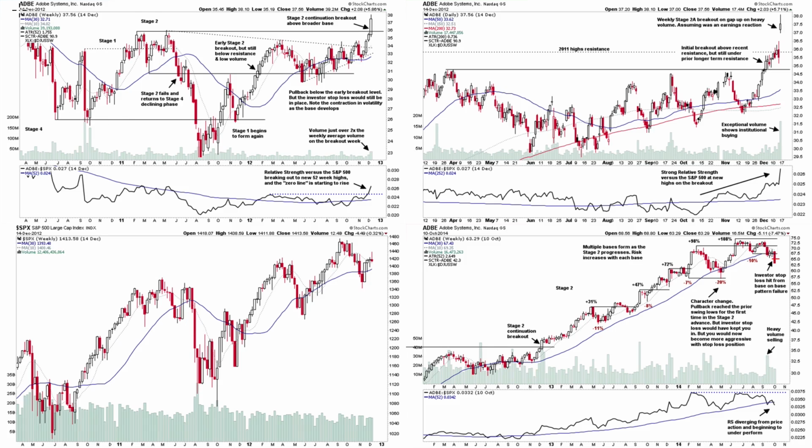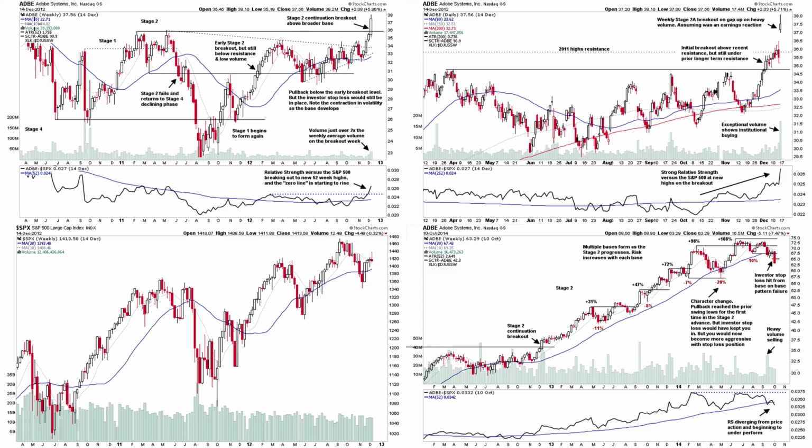So Adobe before that was underperforming the S&P 500. As you can see, its relative strength was trending below the market. But as we started to move into 2011, and as the market was just starting to top out and move into a stage 3 top, Adobe did start to show signs of basing and moving into an early stage 2. However, the volume was very weak and the relative strength was still weak and had not yet broken above the zero line that I mentioned, which was still declining.